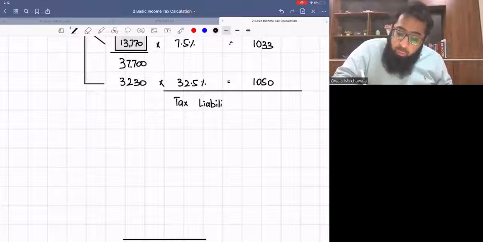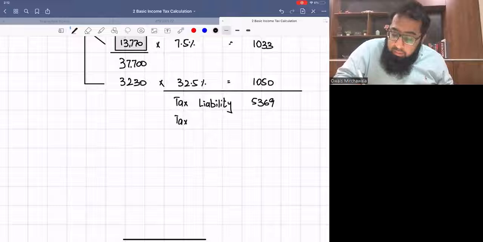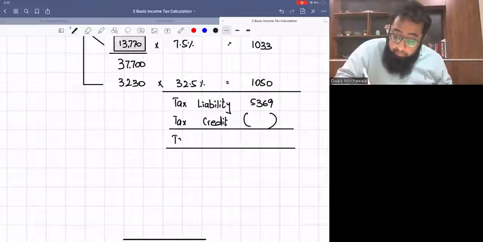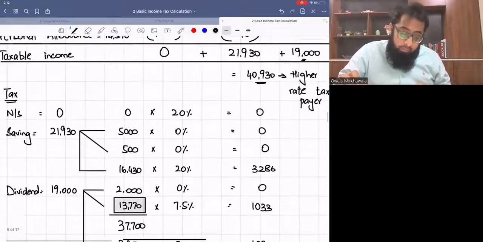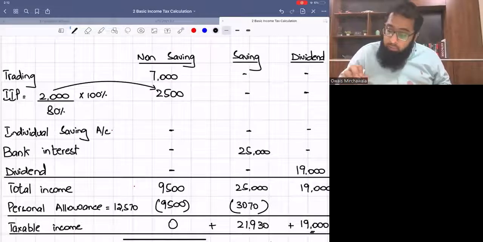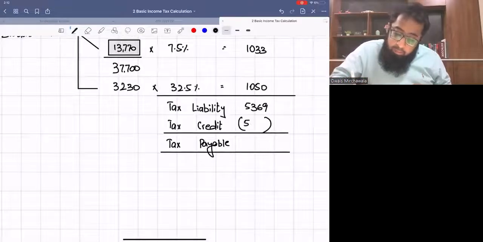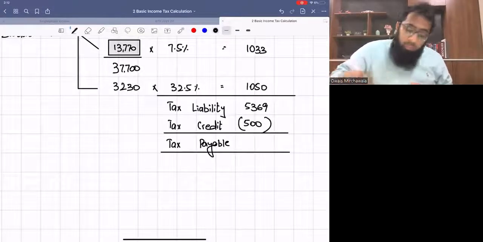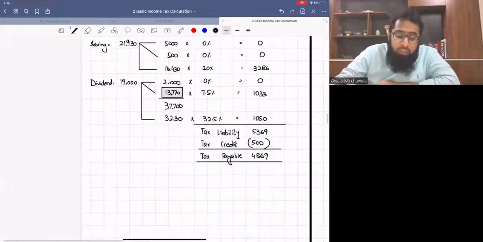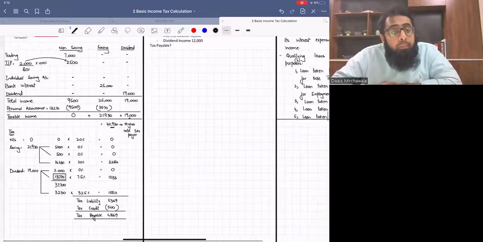I will repeat it again, so don't worry about anything. We will deduct the advanced tax as a tax credit to arrive at the value of tax payable. Now, what is the tax credit? This IIP was grossed up from 2,000 to 2,500. So the credit is 500. This will give us a payable of 4869. So in this question, what was different was the 5,000 pounds 0% band.